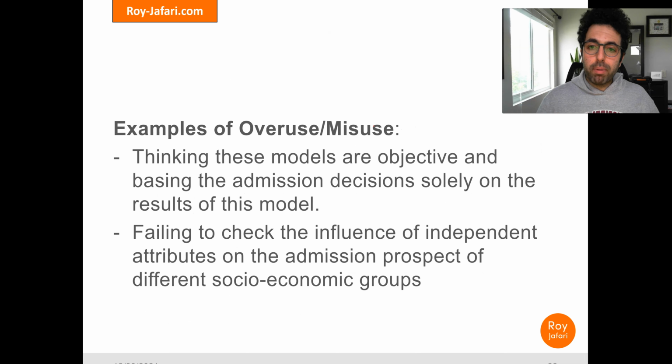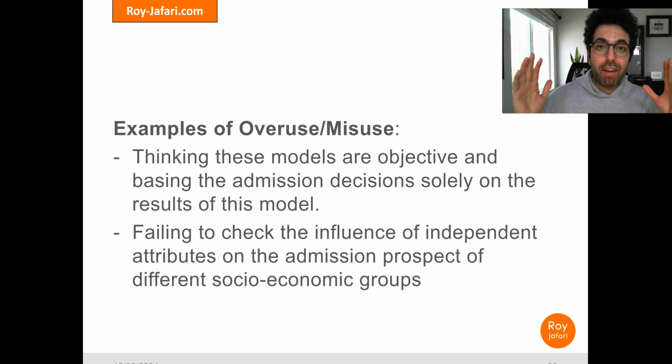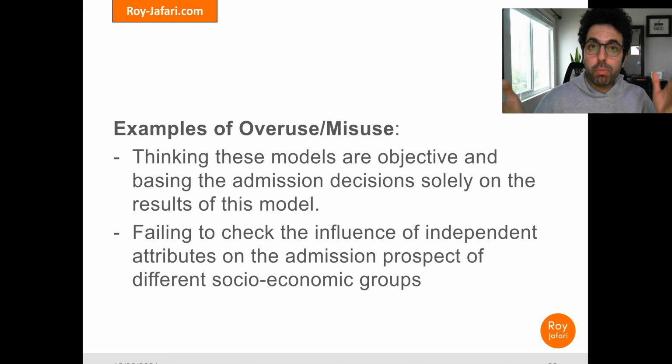So an example of overusing and misusing would be thinking that this model is the best way to decide who should be admitted, right? You don't take any other factors in. You just have a very strict automated decision making based just on this model. That would be a case of overusing, because there might be aspects to students that this model is not capturing, and there might be aspects to students that we cannot even measure, right? So that needs to be paid attention to.